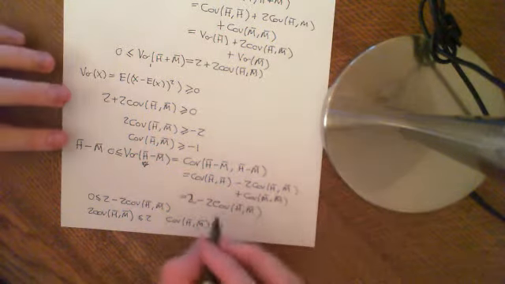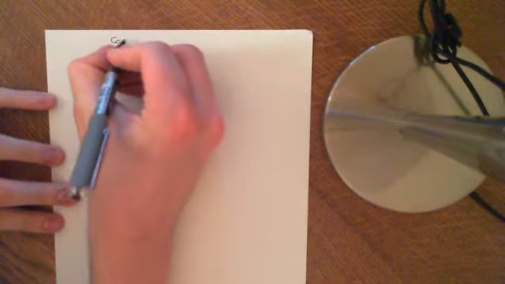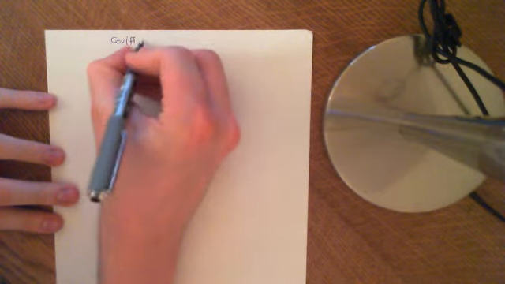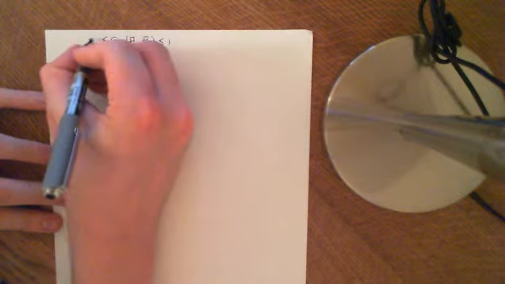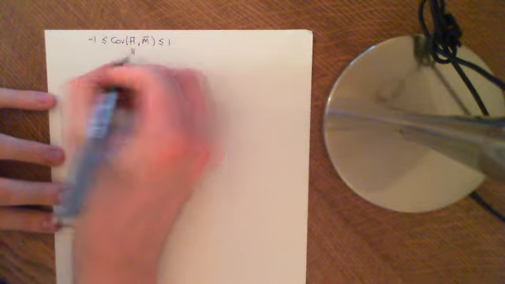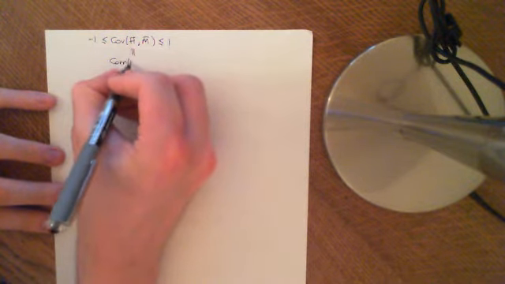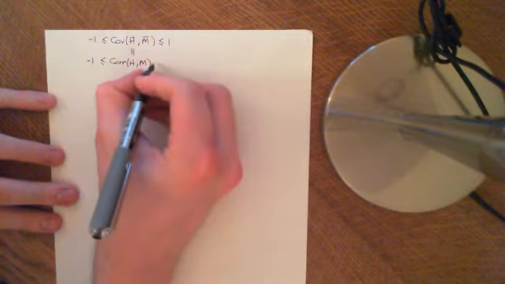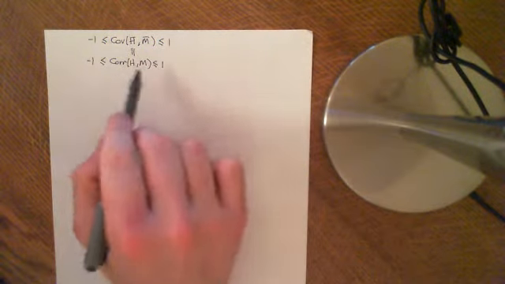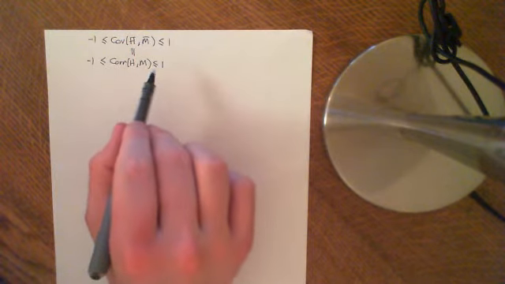We have that the covariance of this standard random variable h bar m bar is less than or equal to 1, and it's also greater than or equal to -1, and this is exactly equal to the correlation of h and m. So we have found, therefore, that the Pearson product moment correlation coefficient for any two random variables h and m is within -1 and 1.